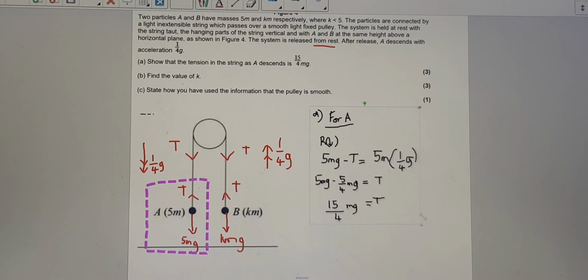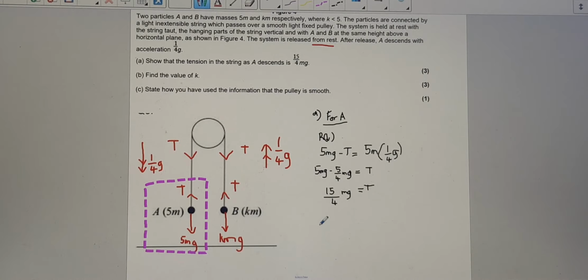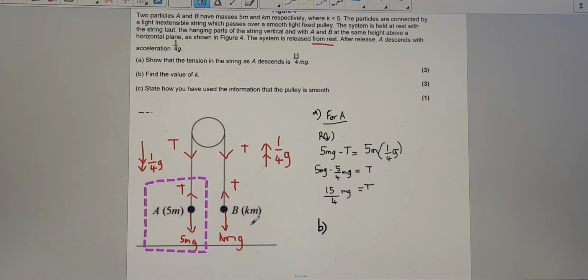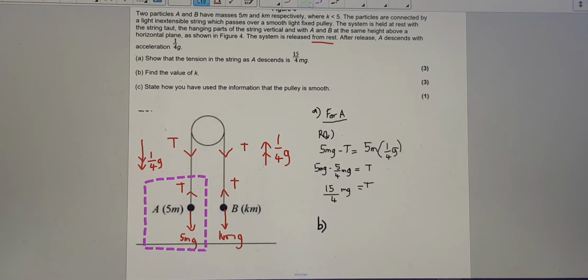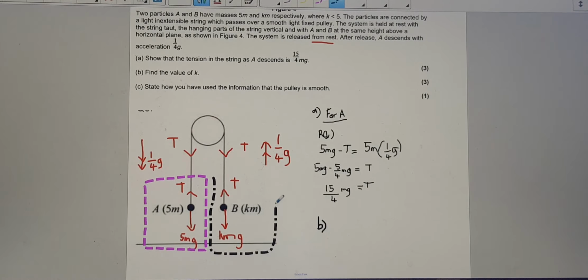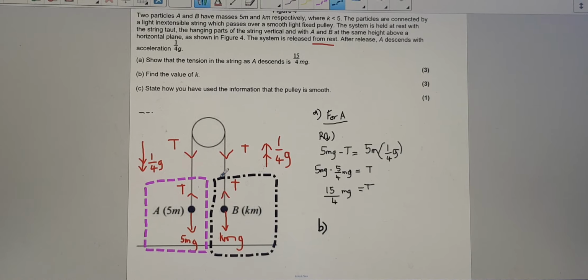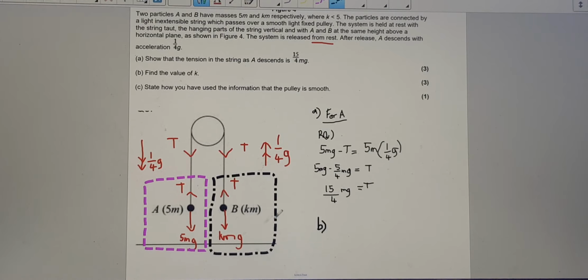Now I'm going to look at part B. So part B, find the value of k. Now I'm obviously going to have to look at particle B because it concerns k. So let's just look at those ones there. I'm just going to look at the forces acting on B. Remember, this tension doesn't apply to B. This applies to the pulley, yeah? So I'm just looking at the forces acting on B. And then I'm going to resolve for B.